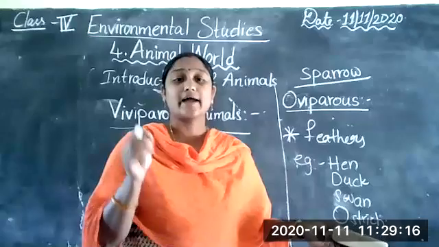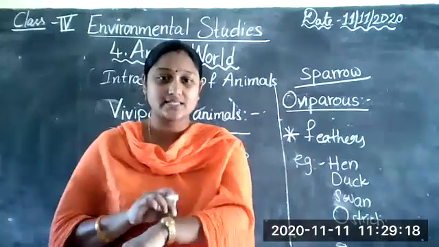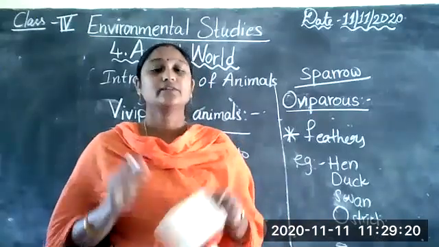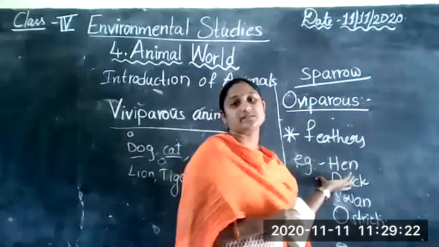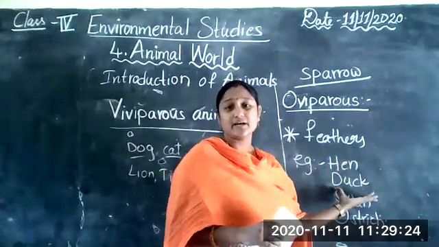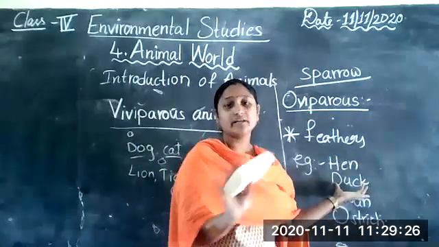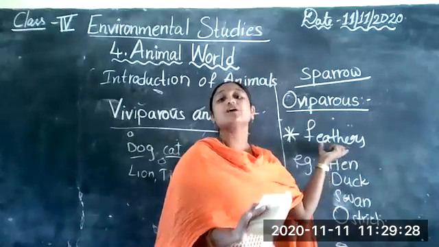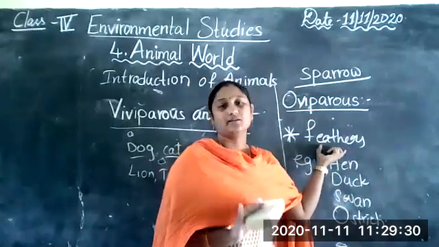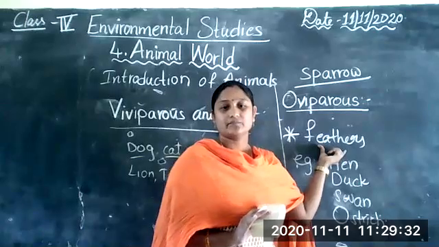Which animals do not have hair on the skin? Those animals are all oviparous animals. But teacher, birds also have hair. No, that is not hair, that is feathers. Birds have feathers, not hair. Did you understand, children? Okay.